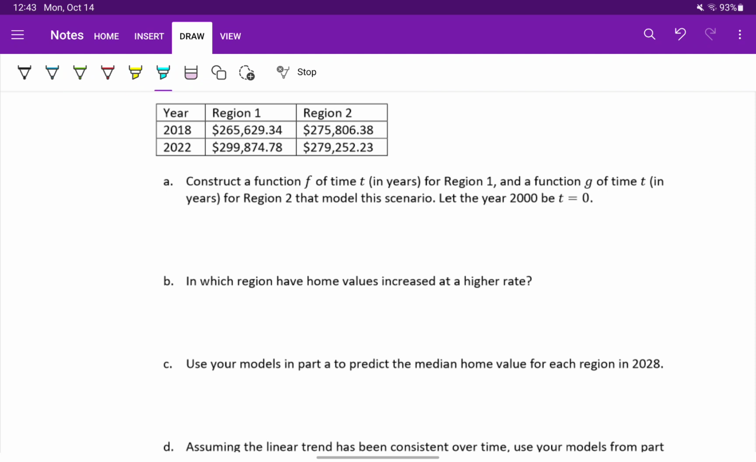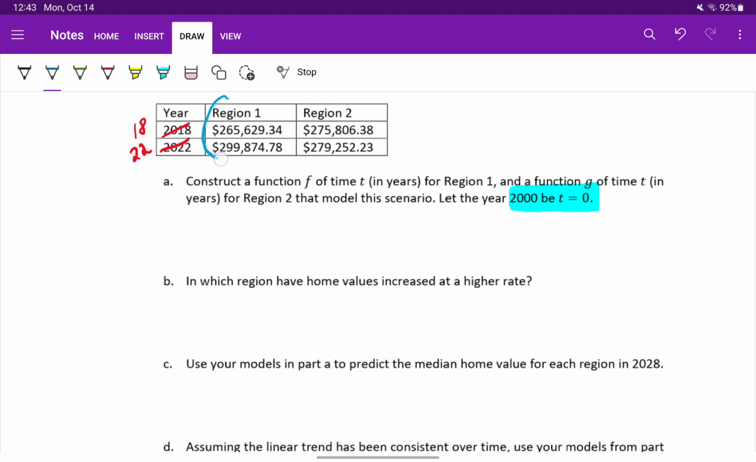And then we're given an important piece of information here. We want to let the year 2000 be a time of t equals 0. That means our years will get updated. 2018 is 18 years since the year 2000. 2022 is 22 years. So when we look at constructing our models, we'll modify our independent variable, our t values.